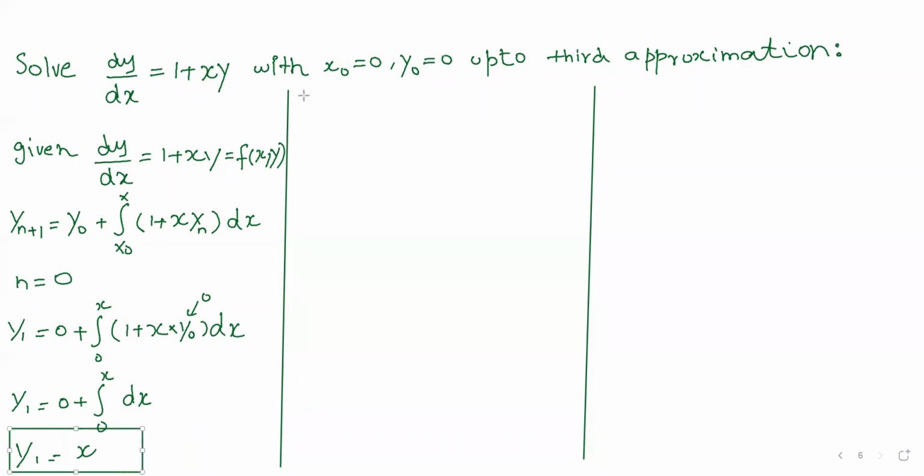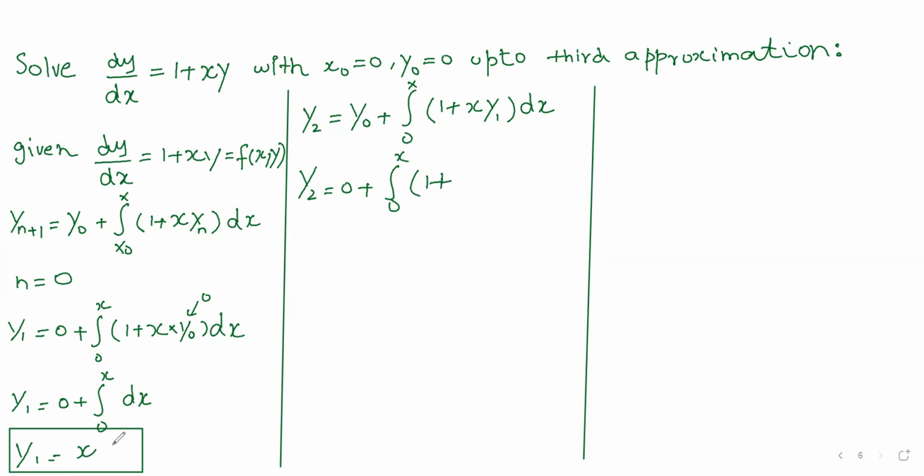And then we will have another iteration, y2, which will be equal to y0 plus the integral from 0 to x of (1 plus x) y1 dx. And then we can write it as 0 plus the integral from 0 to x of (1 plus x) times y1. What is y1? y1 is x, so x times x is equal to x squared, right? dx.